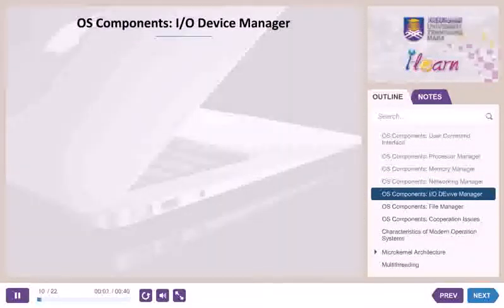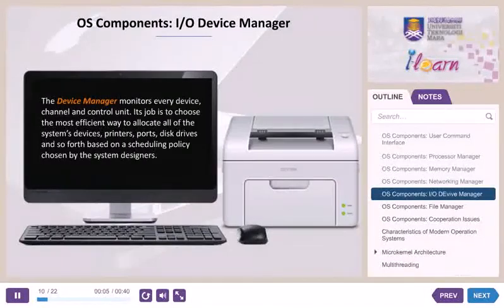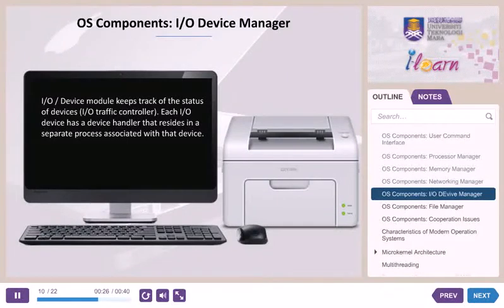OS components, I/O device manager. The device manager monitors every device, channel and control unit. Its job is to choose the most efficient way to allocate all of the system's devices, printers, ports, disk drives and so forth, based on a scheduling policy chosen by the system designers. The I/O device manager keeps track of the status of devices, as the I/O traffic controller. Each I/O device has a device handler that resides in a separate process associated with that device.